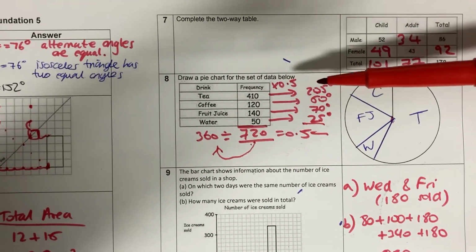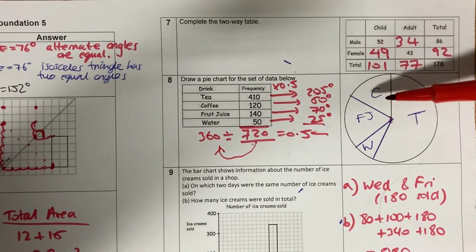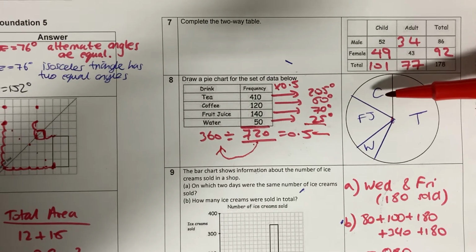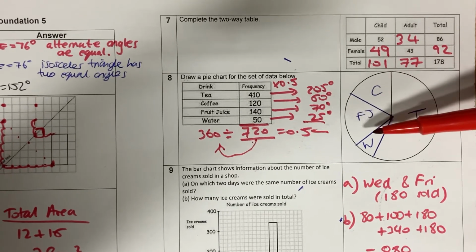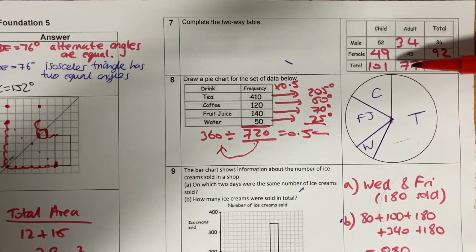Now, 205 could be a difficult one to start with. So I've started actually with 60 here. I've drawn that as the first section here. Then I've moved my protractor around to the 70 for fruit juice. Then 25 for water, which leaves me with the 205 degrees last.